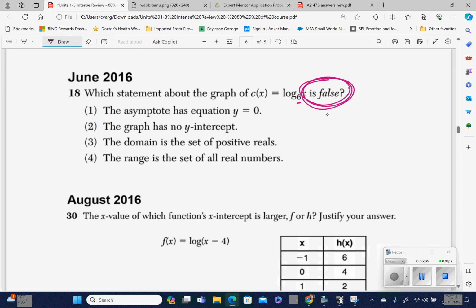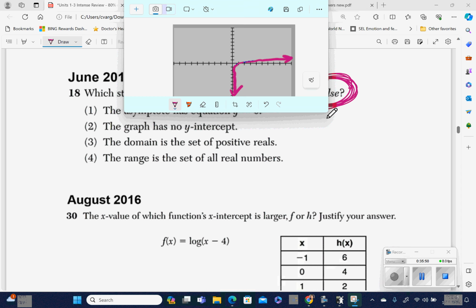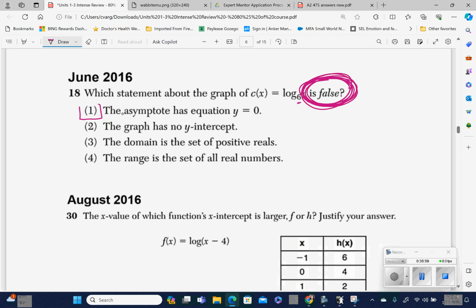So it says the asymptote has equation y equals 0. So let's go to our picture. So y equals 0 is our x-axis. And so no, that's not true because look what's happening here, right? It crosses the x-axis. So that is actually false. Let's check the other ones. It says the graph has no y-intercept. So let's look. And that is true, right? Because remember what we said is happening here, right? It's getting really, really close to the y-axis, but it's never crossing it.